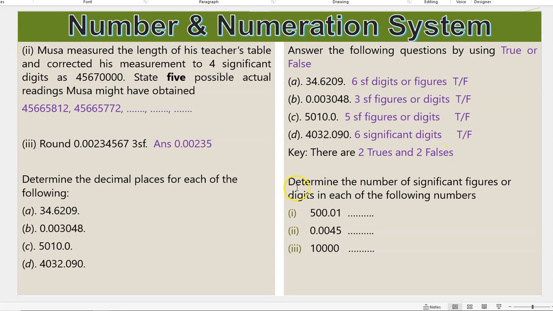And the last question, determine the number of significant figures or digits in each of the following numbers. Determine how many significant figures are in each of the following numbers.